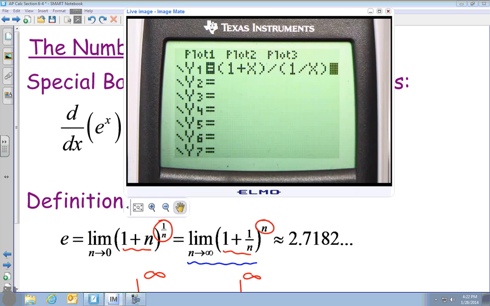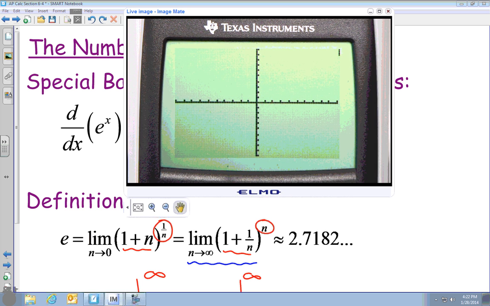So there's our equation. Oops, I have to raise it to that power. I typed that in wrong. Raised to the 1 over x power. And I'm just going to graph this in the standard window. That'll give us an okay graph for what we want to see.